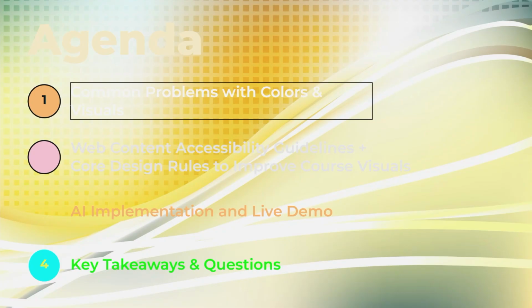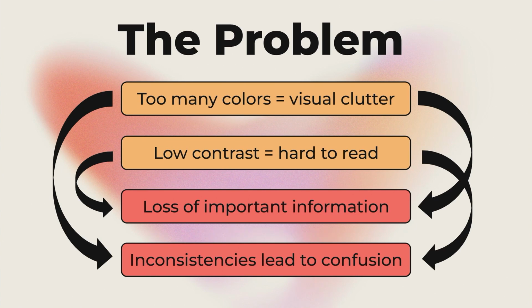So, since this is a big problem, what are some ways that we can fix it? Once again, I will talk about the problem in here as well, so you can see how it's all correlated. Like we talked about, there's too many colors, which leads to visual clutter, and there's low contrast, which makes the text very difficult to read. All of this, as you can see, is interconnected. If there are too many colors, you're losing important information, you're leading to confusion, things are inconsistent, there's low contrast, hard to read, and vice versa. It is all connected to each other.